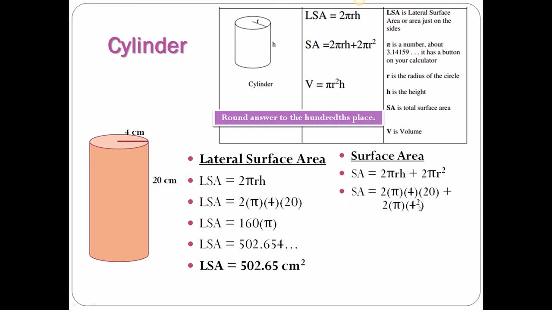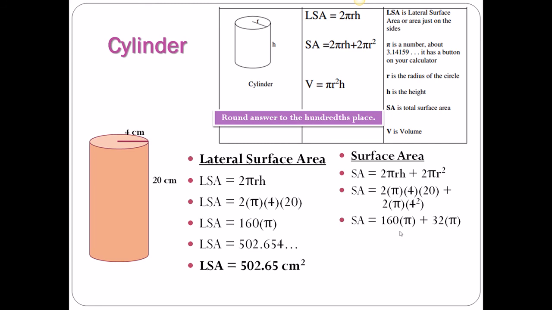So let's substitute in. We already know 2 pi 4 20 plus, now we have 2 pi 4 squared. So order of operations tells us you have to do your exponents first, and you know 4 times 4 is 16. Oh, looks like I skipped ahead. 16 times 2 is, that's where the 32 pi came from. And we already knew this was 160 pi.